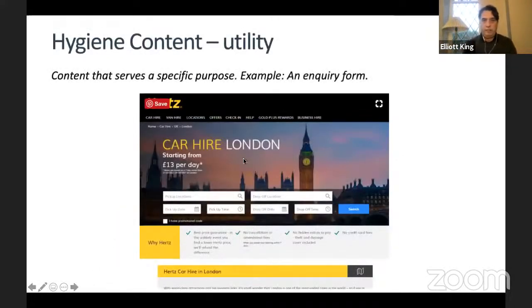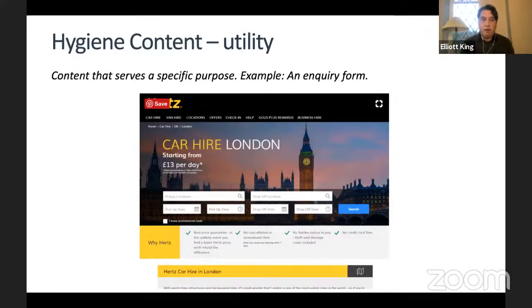Okay, let's flesh it out with some examples. So if we look at Hertz, the car hire company, the hygiene content in the context of their website would be the inquiry page, which is essentially going to pull out some options and some prices for us. And this is a utility. It's an inquiry form, and it's clearly a very, very important form, and it serves a very specific function.